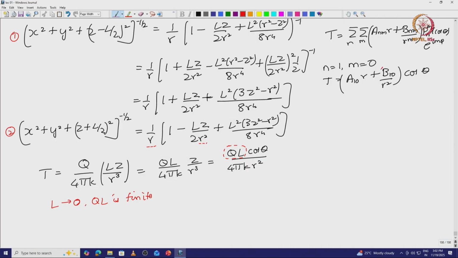And you can see that this dependence cos theta by R square is the same as what we have over here. So, the temperature field due to a point dipole, that is a source and a sink separated along the z axis, is identical to the n is equal to 1, m is equal to 0 term in the expansion. The decaying term goes as 1 over r square, and the dependence is proportional to cos theta.